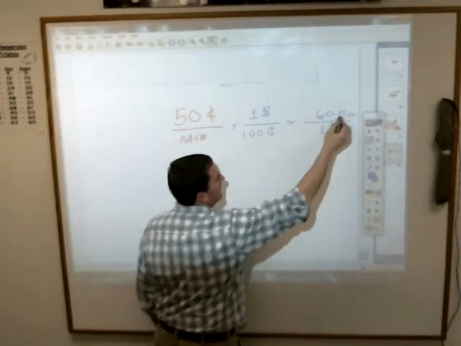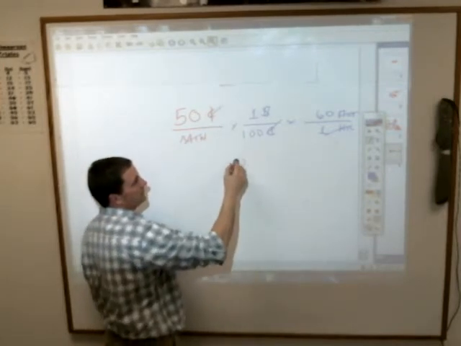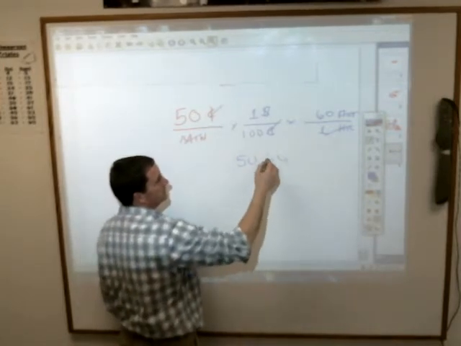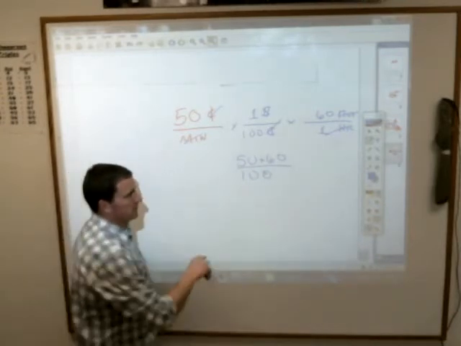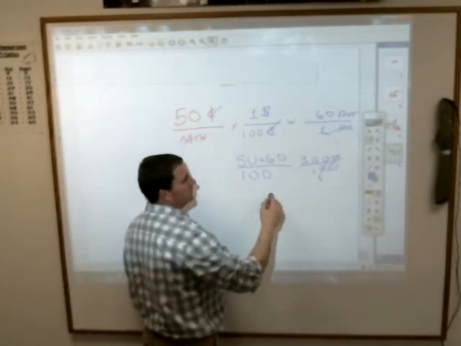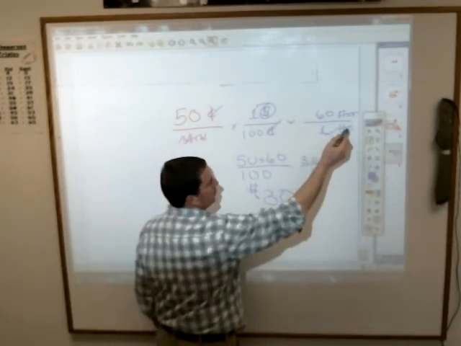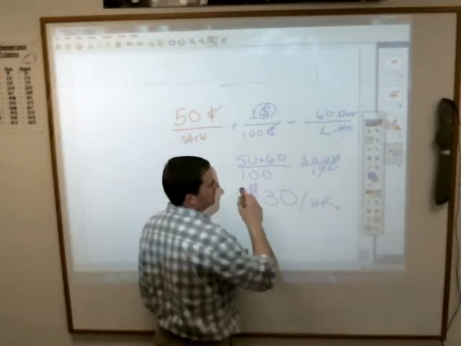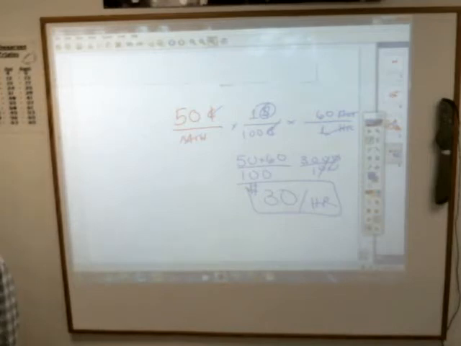Your labels have all now crossed off, you just need to do the math. It's 50 times 1 times 60 over 100 times 1 times 1, which ends up being 3,000 over 100, which crosses off to give you 30. And what are your labels that are left? $30 per hour. There's not a lot of calculating there. You're just using unit multipliers to cross off labels. If you know how many minutes are in an hour and how many cents in a dollar, this doesn't get any easier than that.